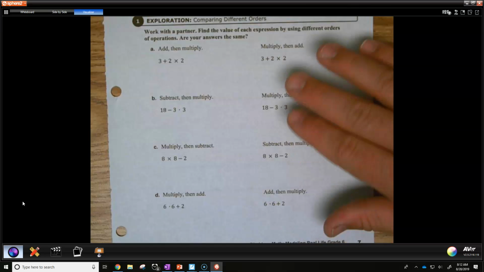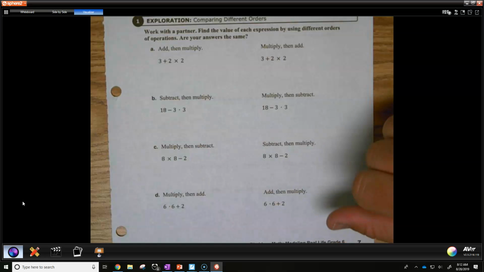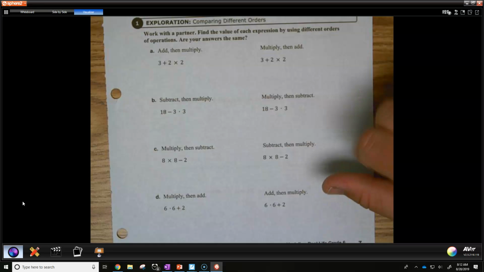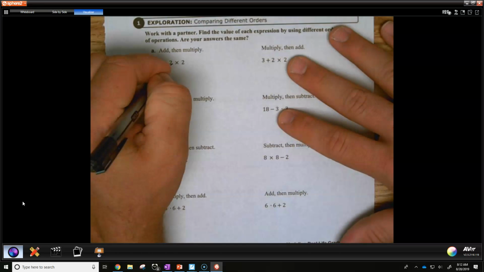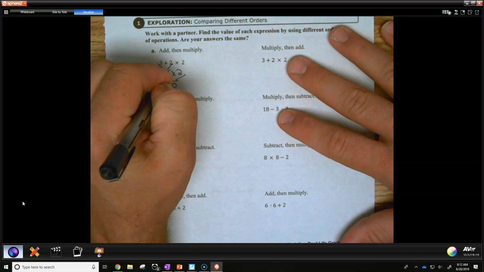So doing the first one, we had 3 plus 2 times 2. It said to add then multiply. So if I had to add first and then multiply, what would your answer have become? What was our answer in this very first one? Stella? Good. If I added first, 3 plus 2 is 5, and 5 times 2 is 10.